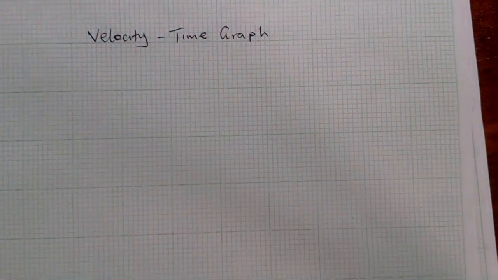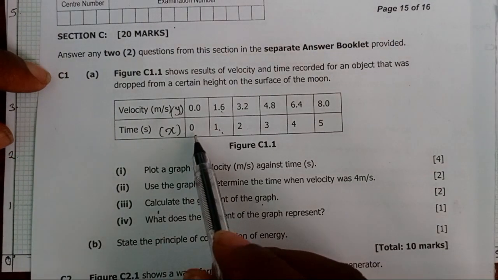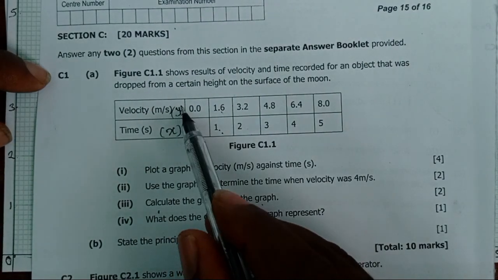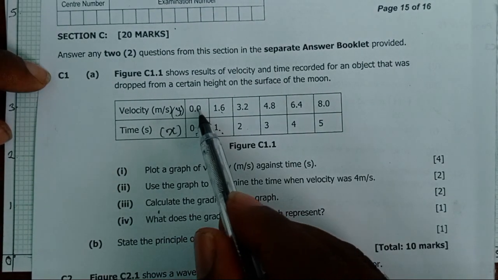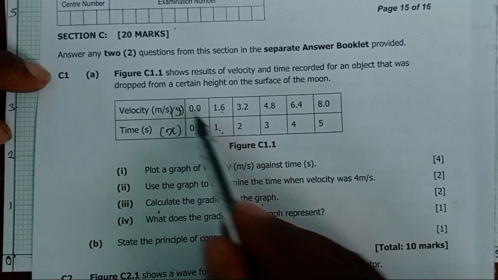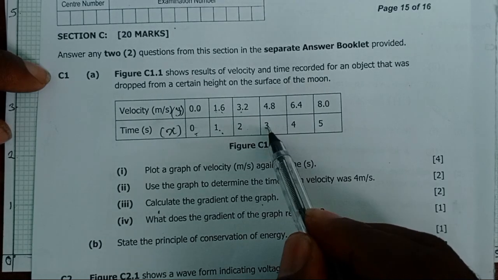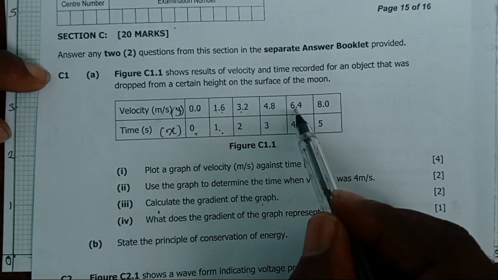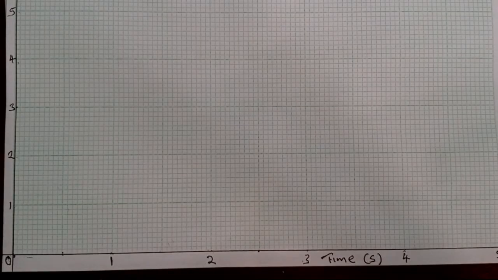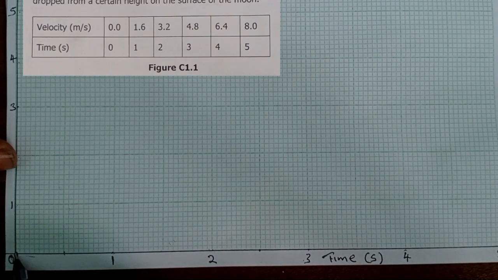From there, you now plot. Remember, when we are plotting, it is x, comma y. So you start with time, then you go to velocity. We have 0, 0; 1, 1.6; 2, 3.2; 3, 4.8; 4, 6.4; 5, 8. So the first point is 0, 0.